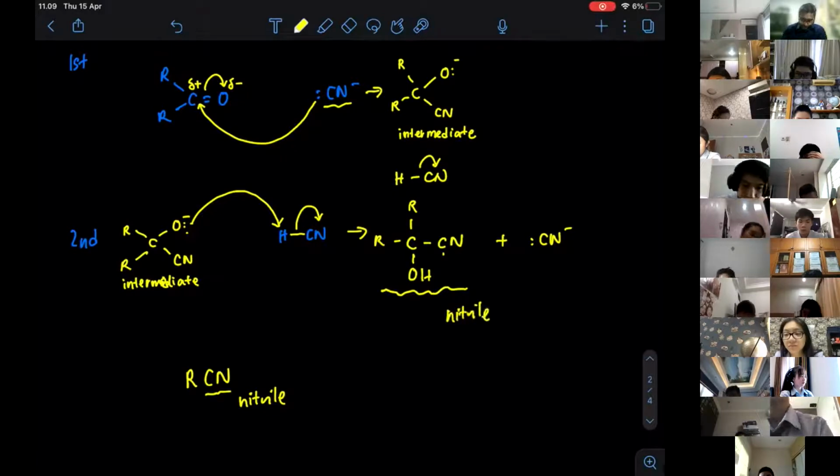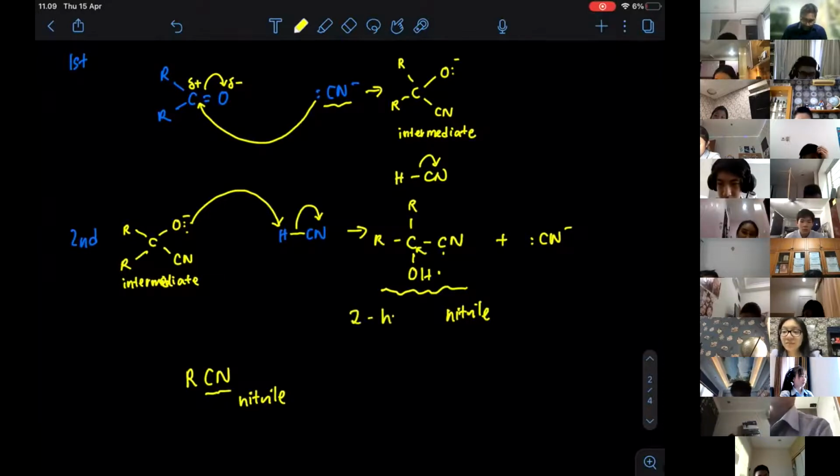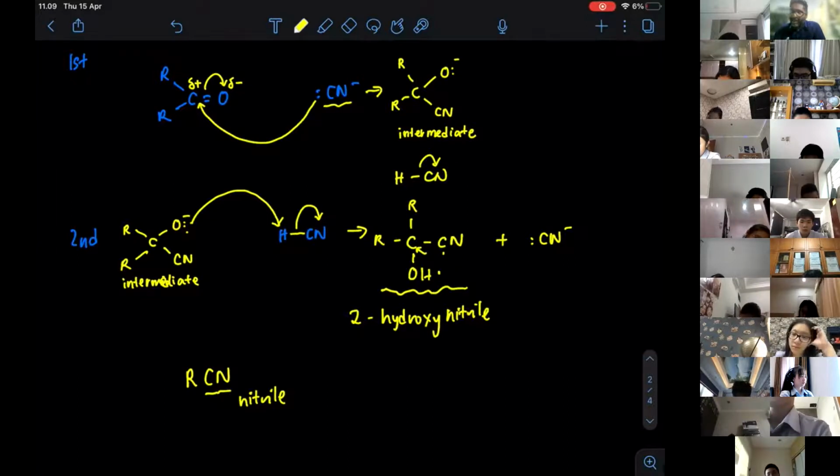At carbon number 2 there is the OH, so that's why it's called 2-hydroxynitrile, at carbon number 2. It means the product that is always formed is 2-hydroxynitrile. Can you understand this, Josh?